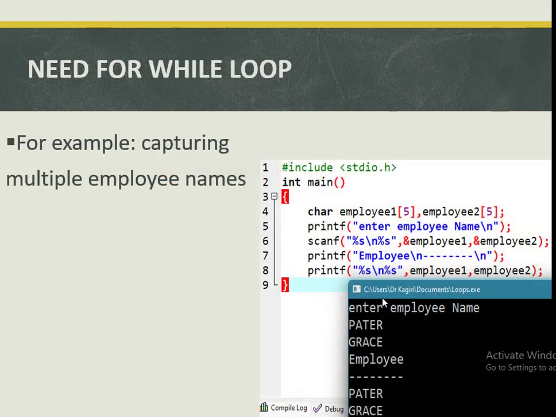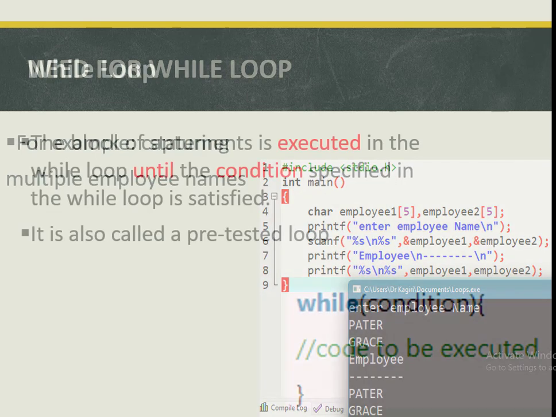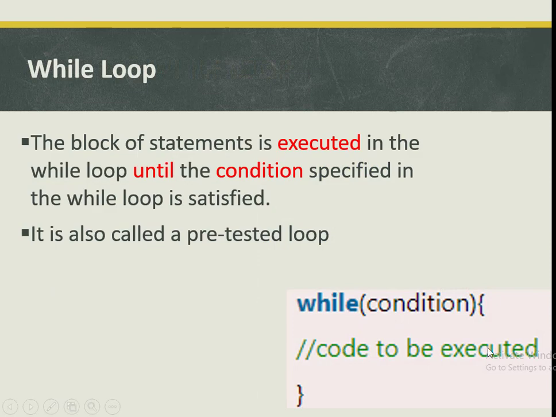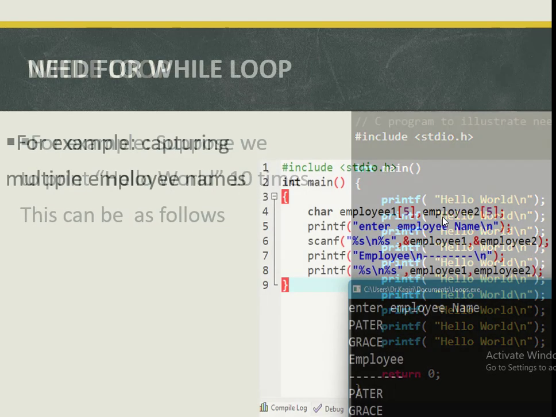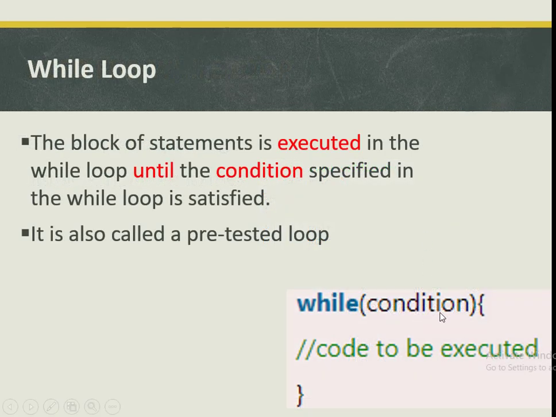In our previous example, we are only capturing the names of two employees. So we are going to prompt a user to enter the name, and the condition is until we get to the second employee. If you look at the previous example here, we were displaying hello world 10 times. So we'll continue displaying hello world until we get to the 10th hello world. That's when we stop. So the condition here specifies what is the end point.